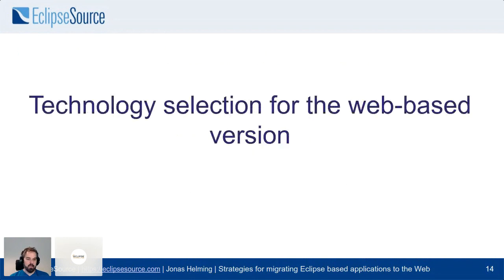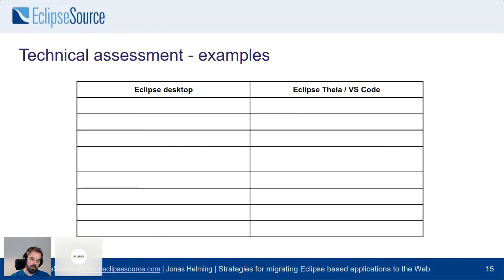Some hints on the technology selection. This is definitely not complete, but these are the typical candidates of technologies that you might be looking for when you switch to a web-based version, especially compared to the desktop technologies that you might already use in your existing tool. On the left side, we see the technologies that you typically use in the Eclipse desktop version. On the right side, depending on whether you go for Eclipse Theia or VS Code, the replacements.